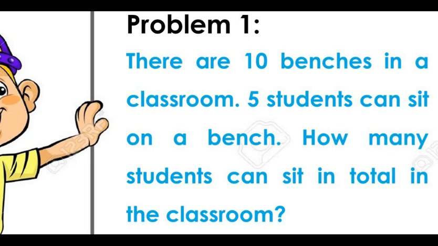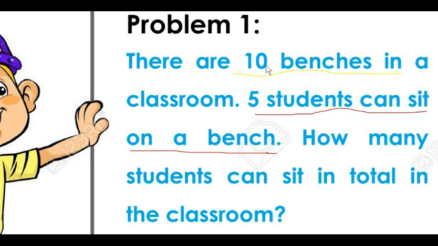Okay, my dear students, have you remembered that? What I said earlier, the problem always gives the detailed information of one thing and asks for many. Here the problem tells on one bench 5 students can sit. This line gives the detailed information of one thing and it asks for many.